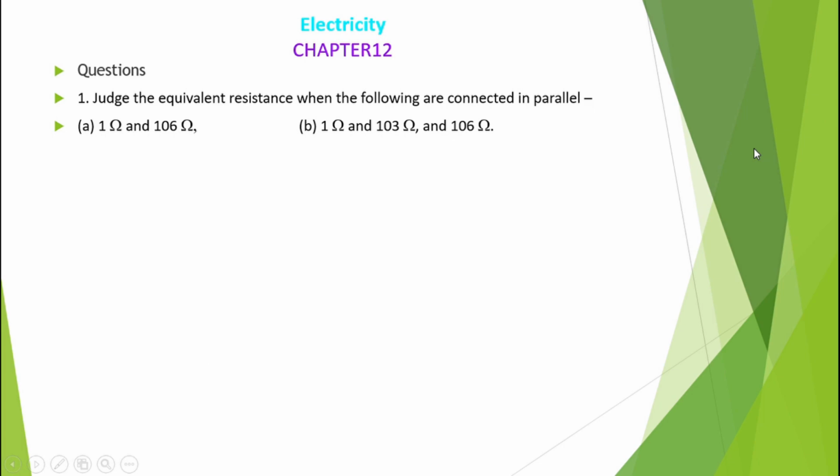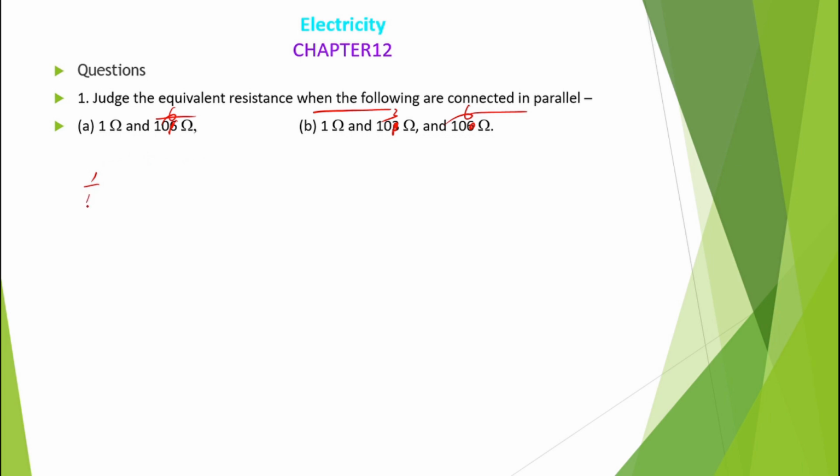So we will see some questions. Judge the equivalent resistance when the following are connected in parallel. So this is 10 to the power of 6, and this is 10 to the power of 3, and this is 10 to the power of 6. So all parallel connections he has made.